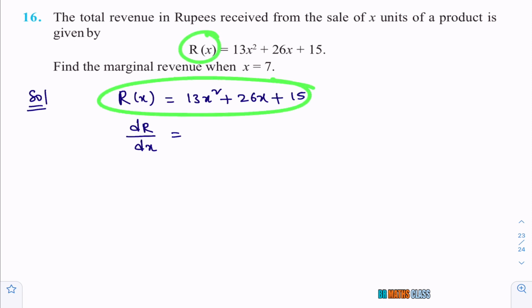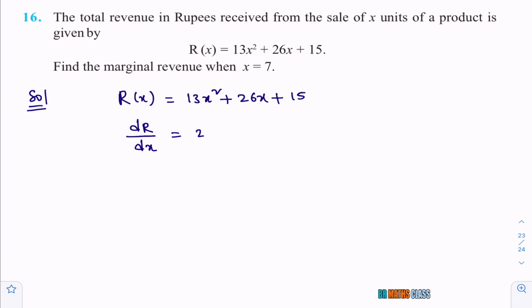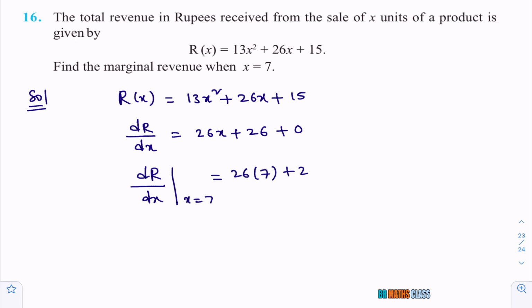You differentiate this with respect to x. So what you will get is 26x plus 26 plus 0. Now what are they asking in the question? dr by dx when x equal to 7. So in place of x, I'll write 7: 26 into 7 plus 26. 26 into 7 is 182. 182 plus 26 is 208. So these are easy problems.